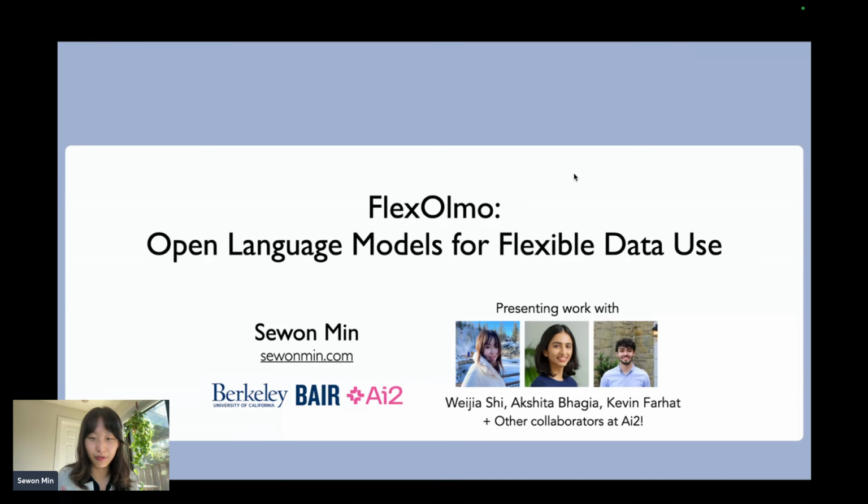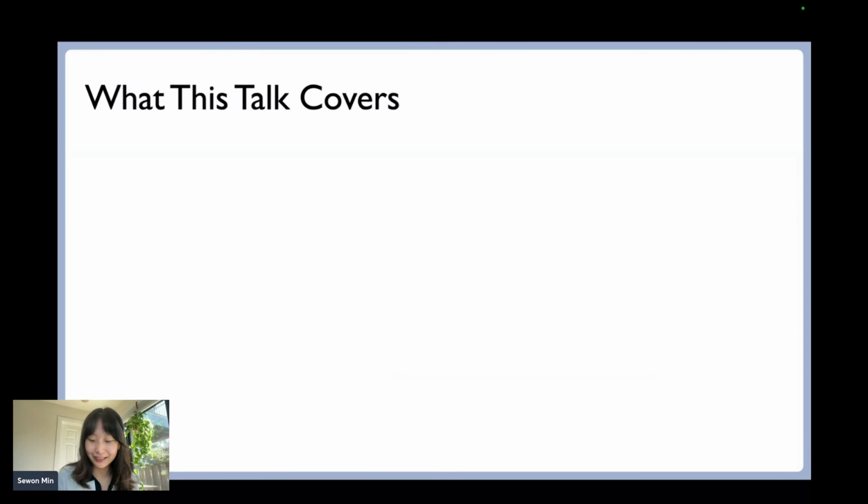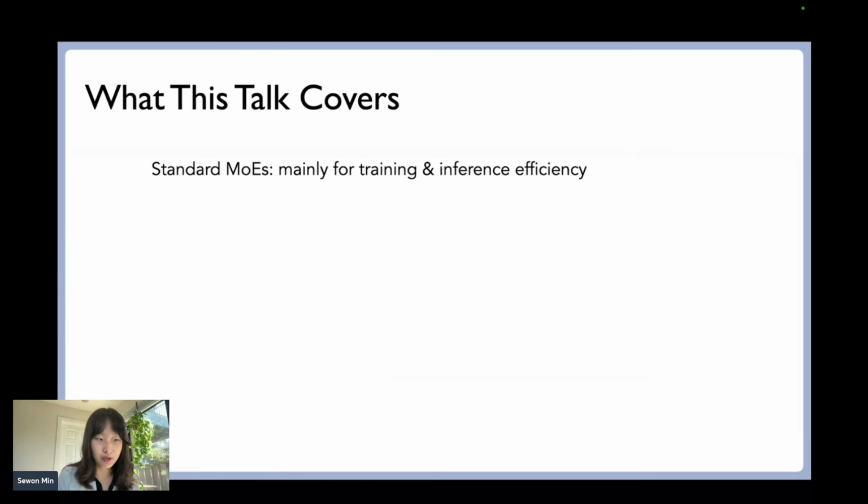Cool, so I'll get started. Before I do, I'd like to mention my co-authors, Weijia, Akshita, and Kevin, as well as other collaborators who have made all of this possible. So what is this talk about? I believe in the previous slide you learned about standard mixture of experts, where the key idea is to activate a few parameters instead of all parameters for training efficiency as well as inference efficiency. But mixture of experts also has other benefits, like it naturally provides a modular architecture.